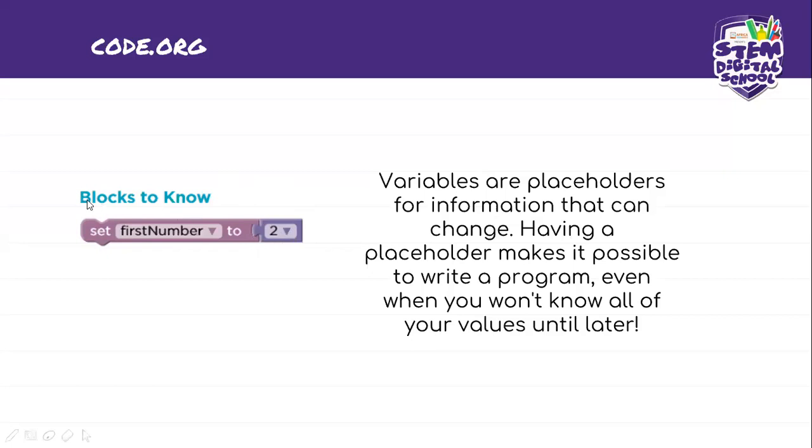Then we know that every time we use length, it is going to refer back to the value we assigned to it. So variables are placeholders for information that can change. Having a placeholder makes it possible to write a program even when you won't know all the values until later.